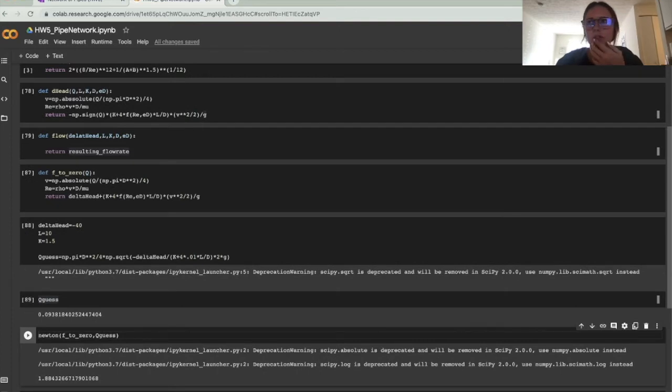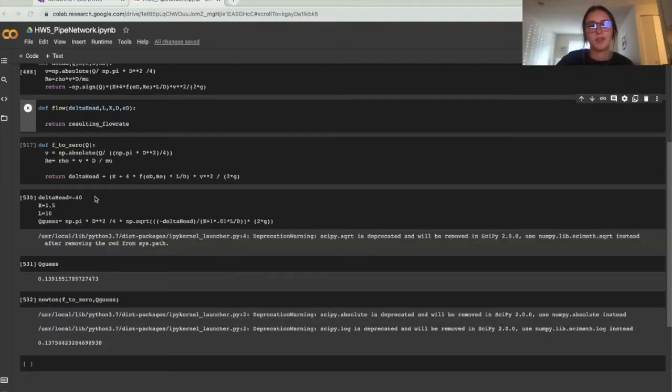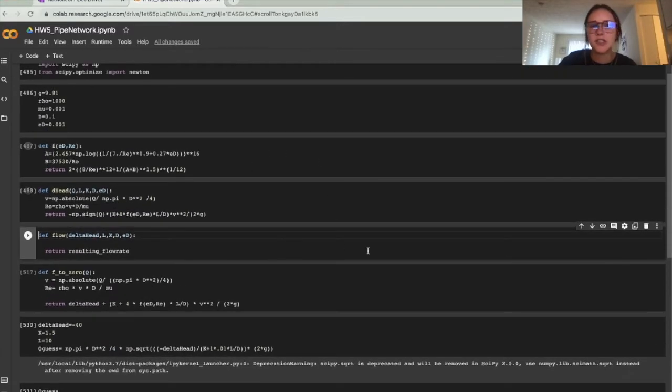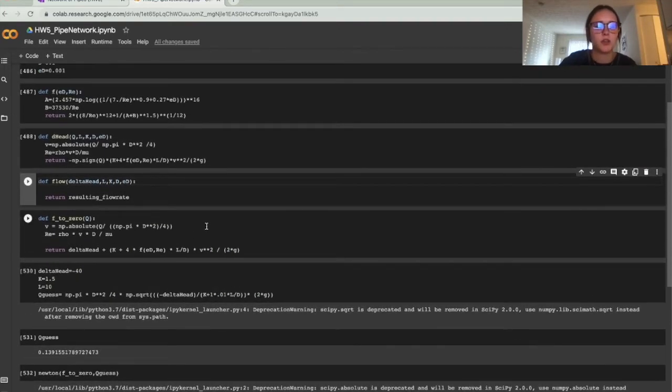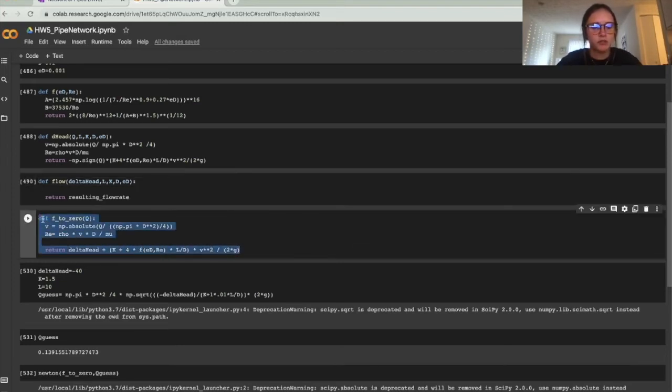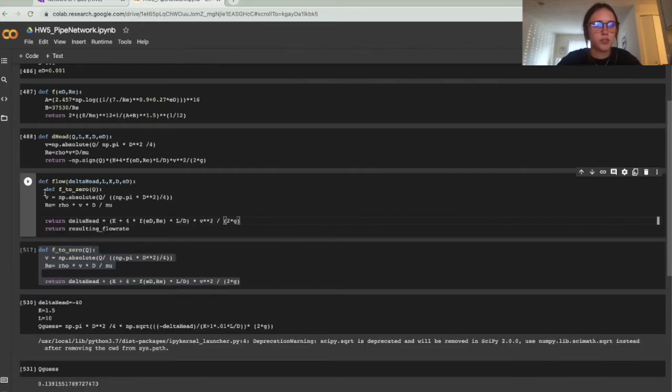Okay, I'm going to come back after I figure this out because it might take me a little while. Okay, so I ended up figuring it out. I was missing a parentheses, but now if we look, our QGuess and our Newton's equation are pretty close. Now that we can see that, we can rearrange a little bit, and we are going to end up putting this function inside of our flow function because we never really finished that.